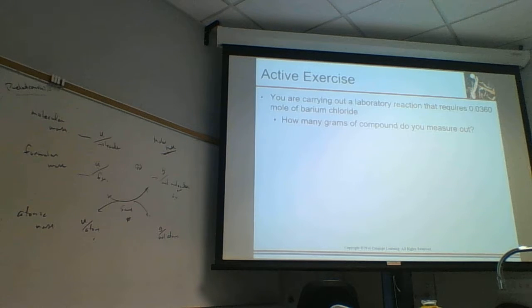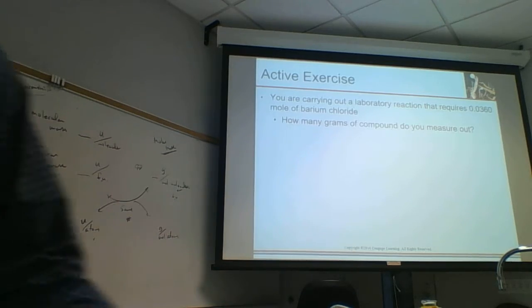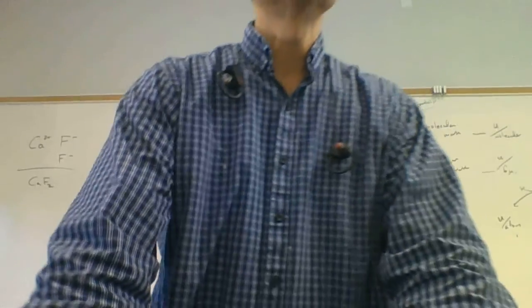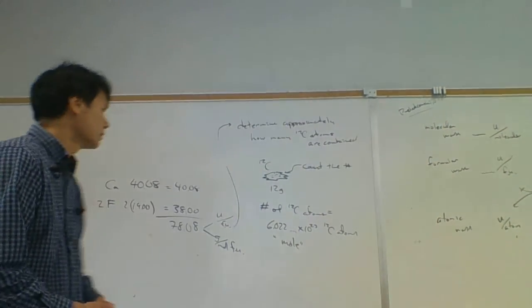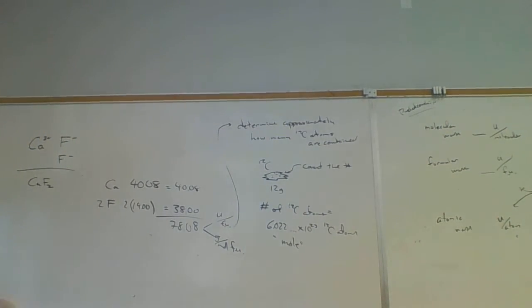You're carrying out a laboratory reaction that requires 0.0360 moles of barium chloride. How many grams of compound do you measure out? The first thing is, what the heck is barium chloride? Is it ionic or molecular? Ionic.